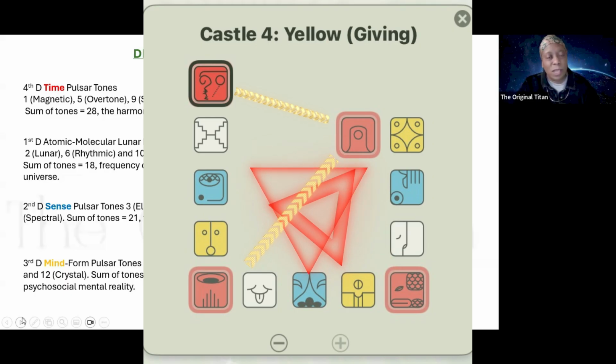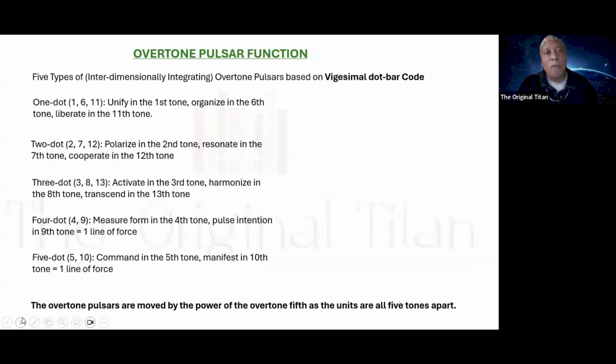Let's go to the overtone pulsar function right quick. The power of the fifth overtone, okay? Overtone fifth. Every unit is 5 apart. Now, unify for the first dot, organize, and liberate. That's how they look. And notice that we're talking power, essence. The 2 dot bars, polarized numbers, the second tone, resonant, 7th, cooperate in the 12th.